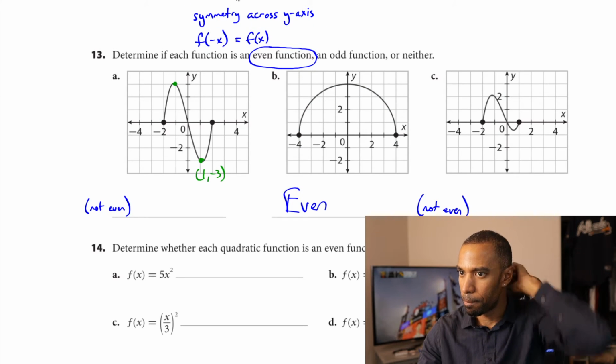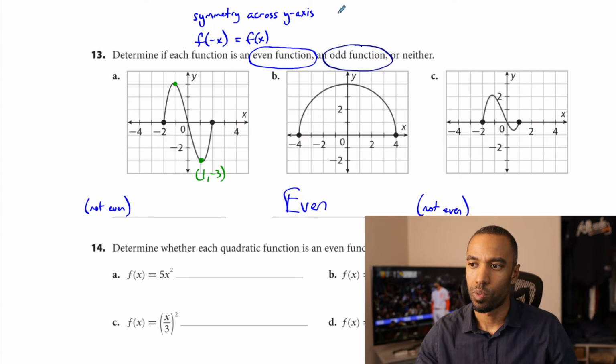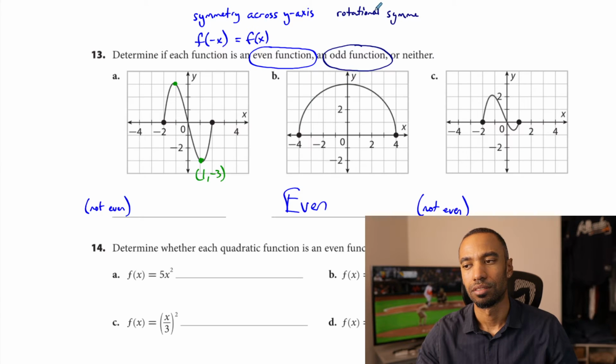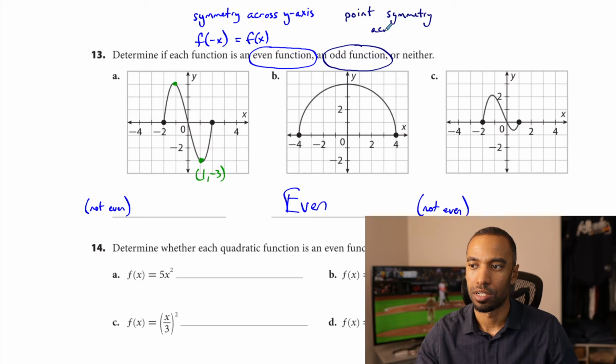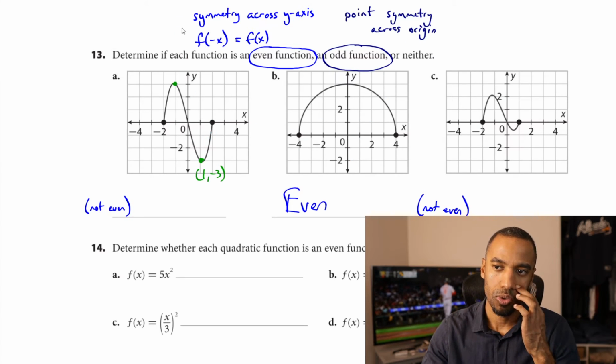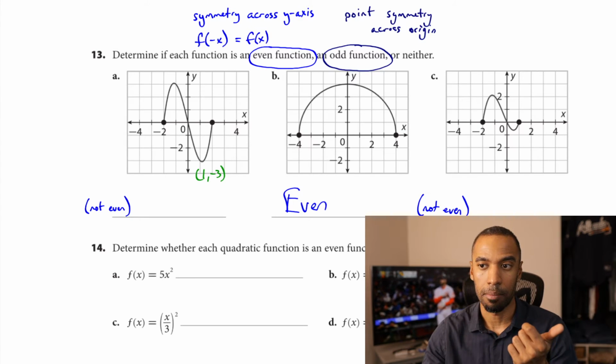An odd function has a different kind of symmetry. It has what's called point symmetry. It has point symmetry across the origin, being that single point. Now, what point symmetry means is that if I rotate an object 180 degrees, I get the same object out.